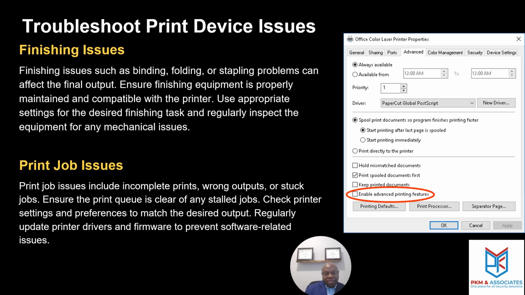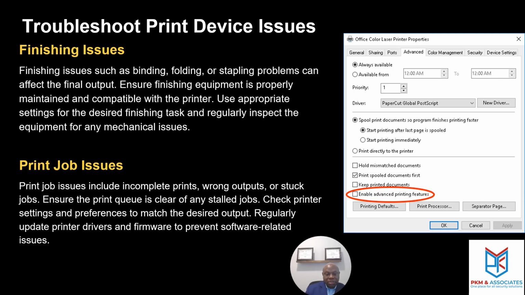Finishing issues such as binding, folding, or stapling problems can also affect the final output. Ensure finishing equipment is properly maintained and compatible with the printer. Use appropriate settings for the desired finishing tasks and regularly inspect the equipment for any mechanical issues. Again, these are things from a maintenance perspective you should be aware of.